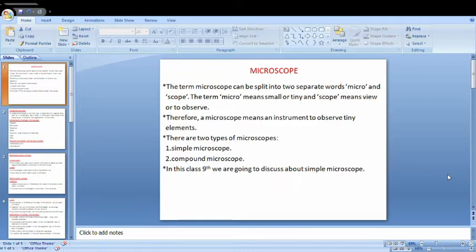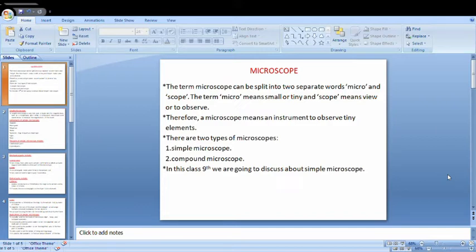The term microscope can be split into two separate words, micro and scope. So micro means small or tiny and scope means view or to observe. Therefore, microscope means an instrument to observe tiny elements. So as we discussed the definition of microscope, let's discuss about different types of microscopes.